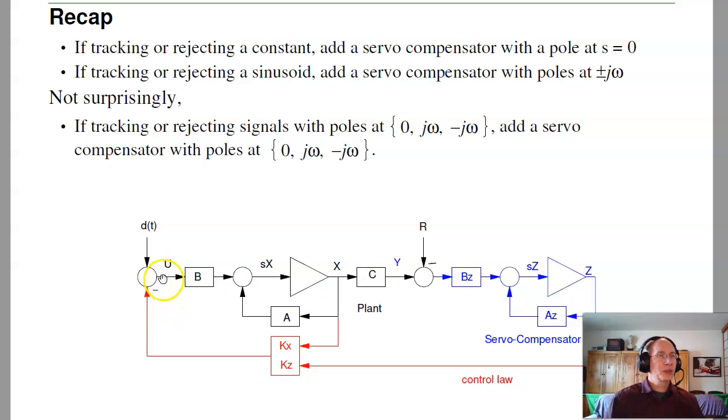Now, not too surprisingly, if you're trying to do both, track a constant and a sine wave, or reject a constant and a sine wave, or any combination thereof, the solution is to pick the servo compensator to have poles at the union of those spectra, at 0 and plus minus j omega.